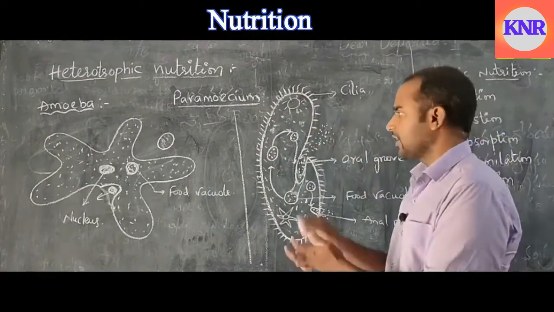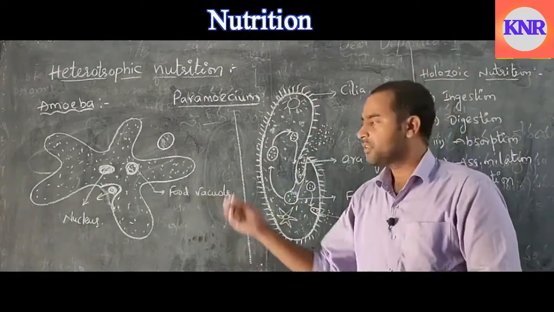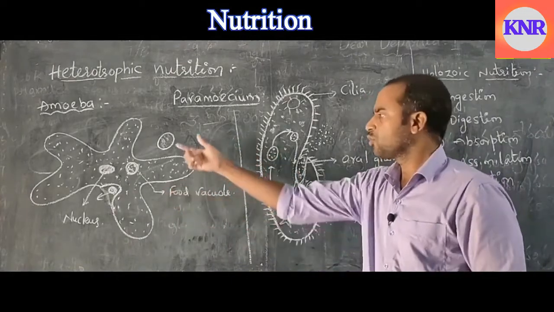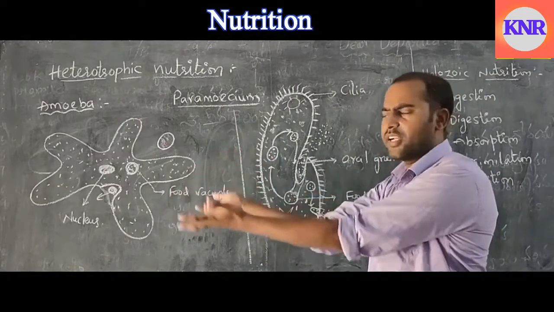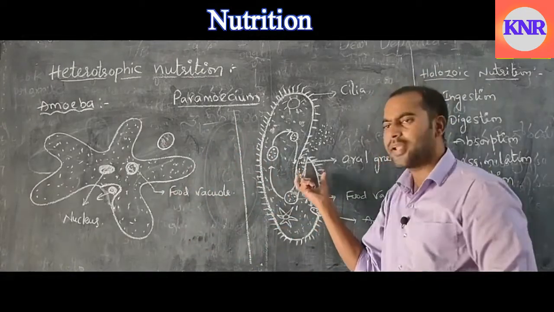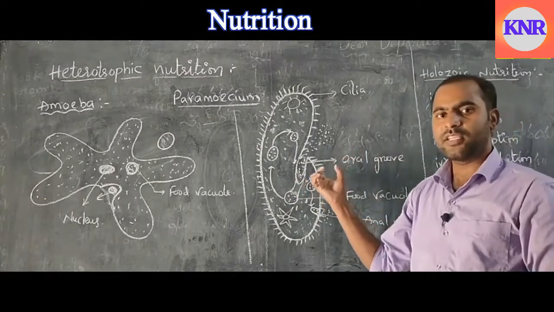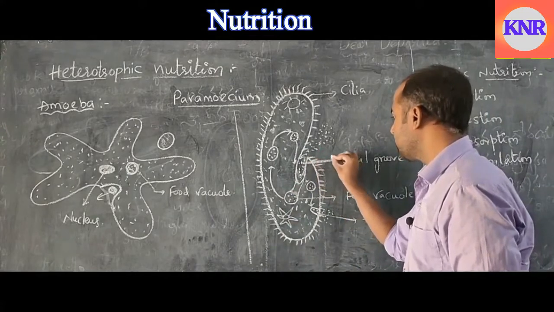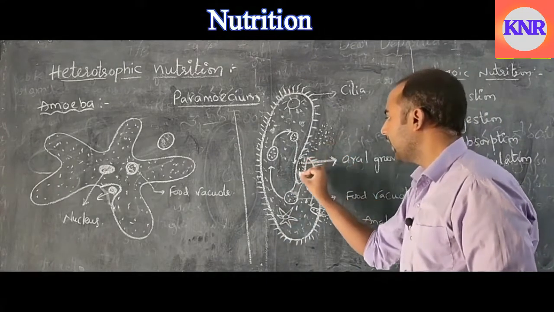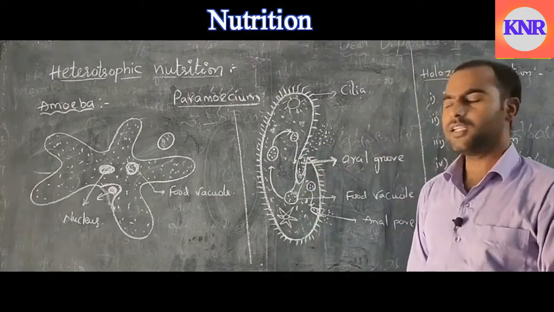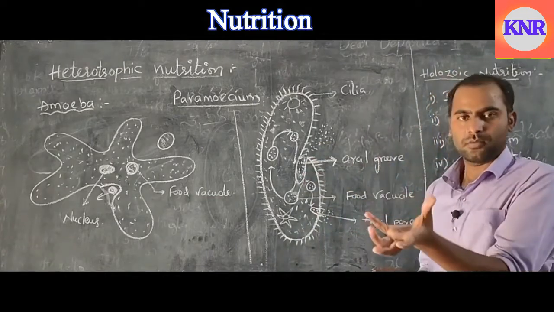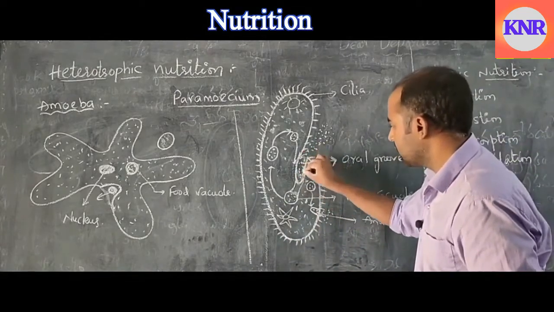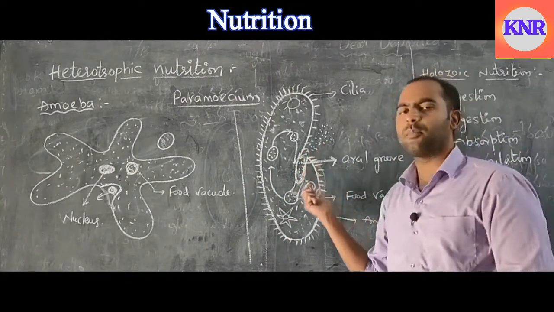In the case of amoeba, there is no particular place where the food enters. Pseudopodia can engulf the food wherever it is, but here there is a particular place for the ingestion of food. It has an oral groove where the food can enter the organism. Oral is nothing but mouth. It is just like a groove, or we can call it an oral pore also.